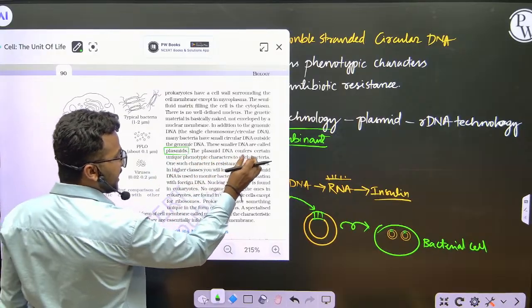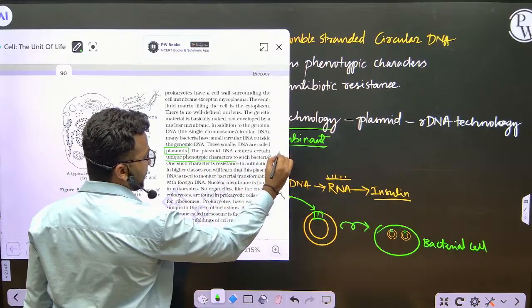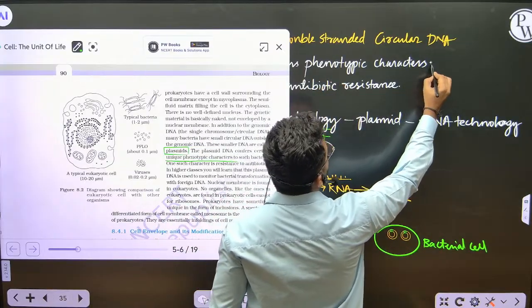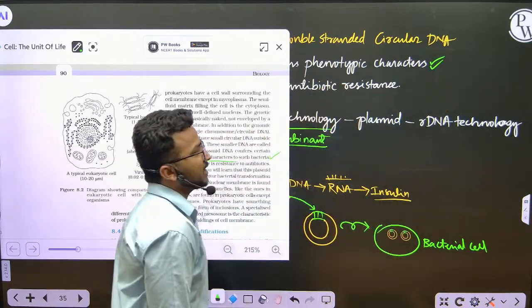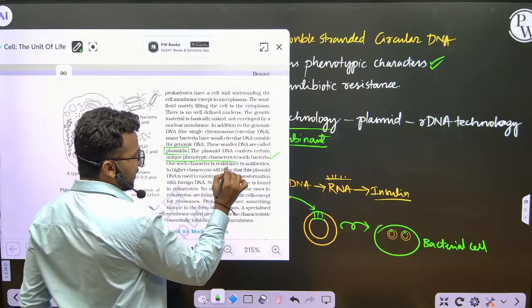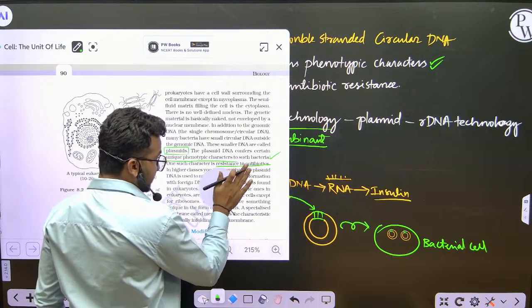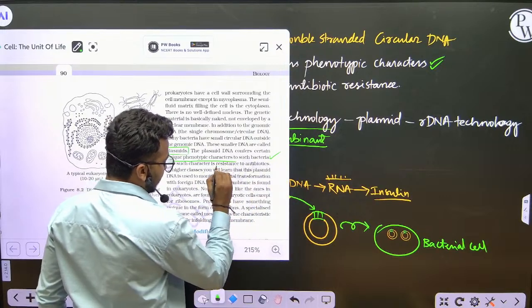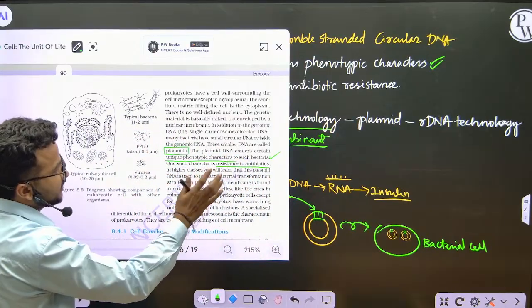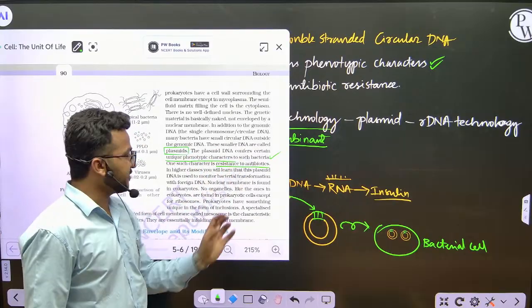This plasmid DNA confers certain unique phenotypic characters to such bacteria. Unique phenotypic character in the sense it can resist. So one such character is resistance to antibiotics. You will get many other characters which are conferred by this plasmid also.